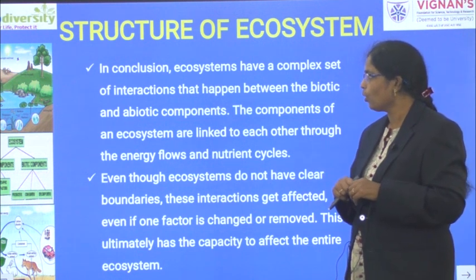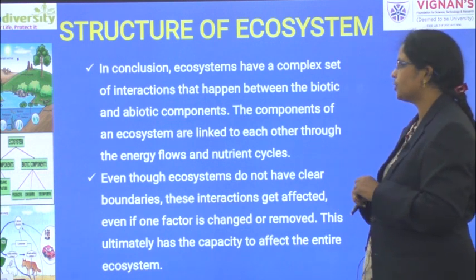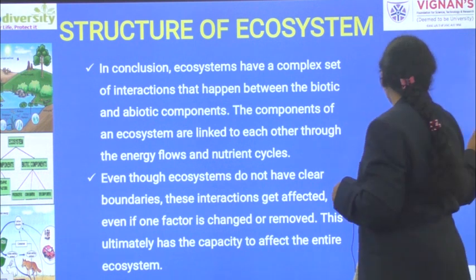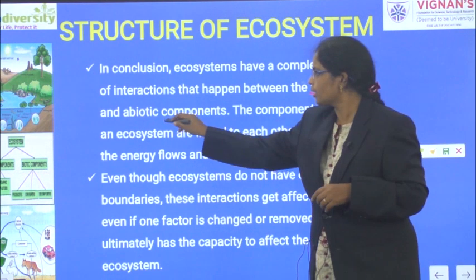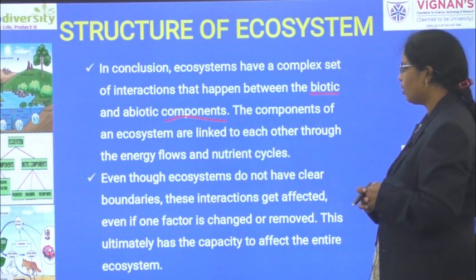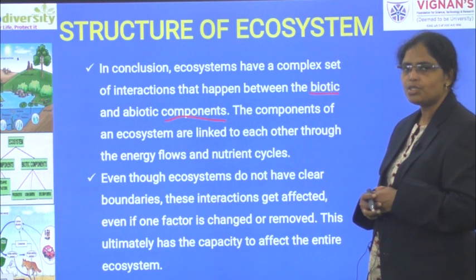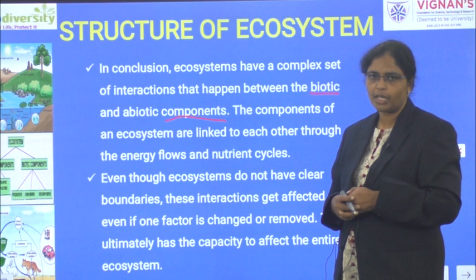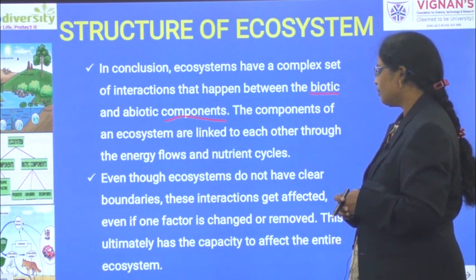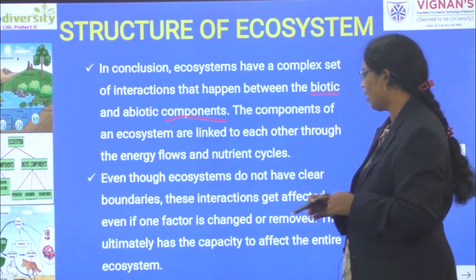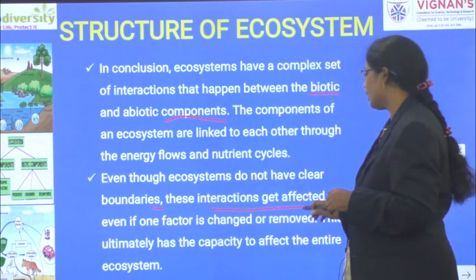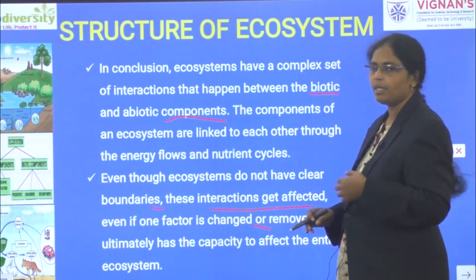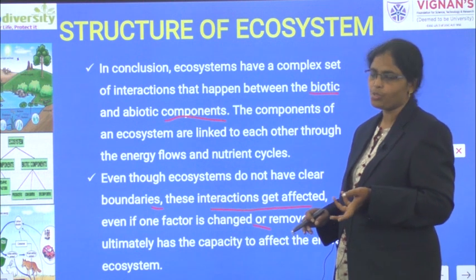And in this ecosystem, a complex interaction happens between both the biotic as well as the abiotic components. Here the energy flows from one medium to another in the form of nutrient cycles. We will see this in the next class also. And since these ecosystems don't have boundaries, the interactions get affected even if one factor is changed or removed. So it ultimately affects the other factors of the ecosystem.